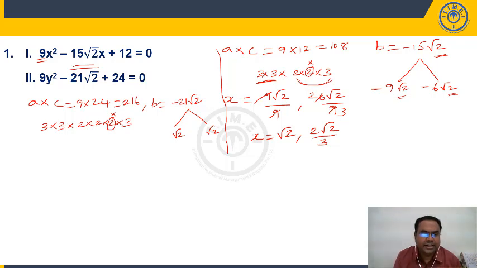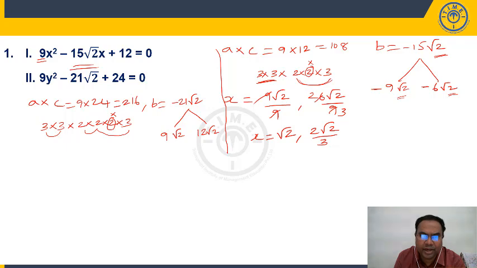From this you have to take out the factors, right? So how will you get 21 root 2? If you add, you should get 21 root 2, right? Now, if you observe here, 3 into 3 is 9. 2 into 2 is 4, 4 into 3 is 12. So one should be 9 root 2, other should be 12 root 2. 9 root 2 plus 12 root 2 is 21 root 2.